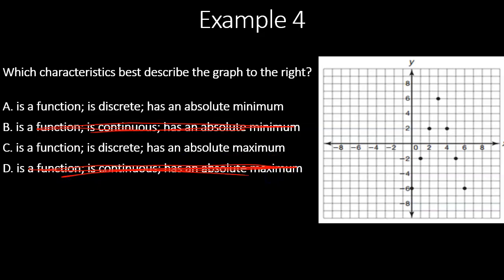So they both say discrete. So now the only other thing is one has an absolute minimum, and one has an absolute maximum. This is the highest point, so it has a maximum, so it is C. This is a function, it is discrete, and it has an absolute maximum.